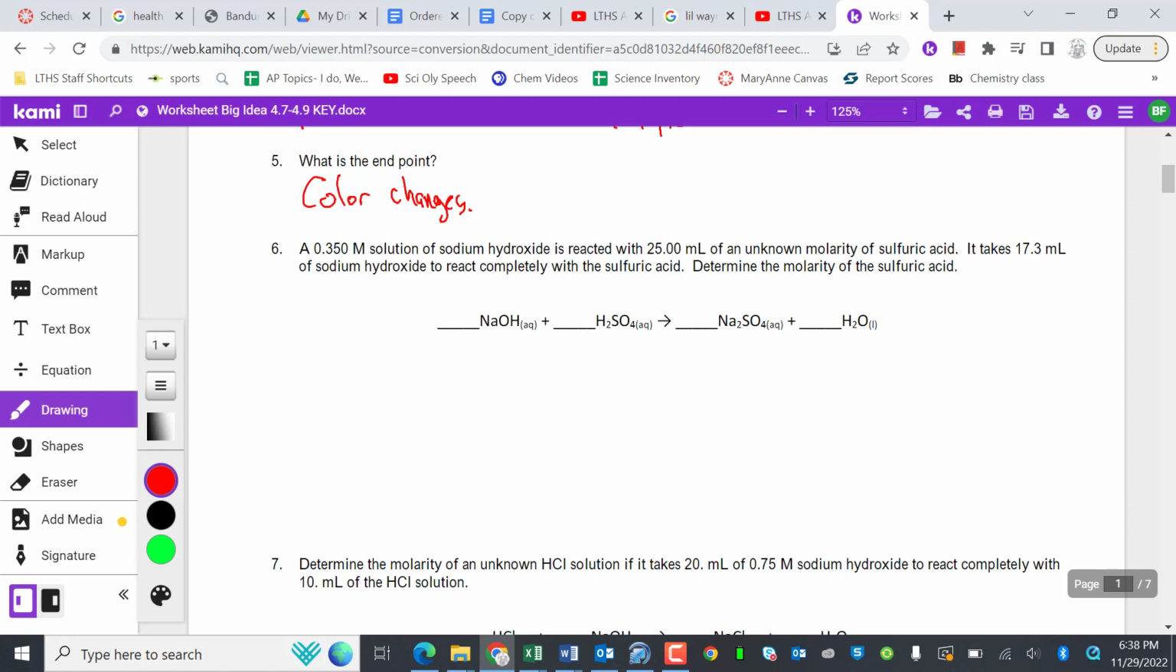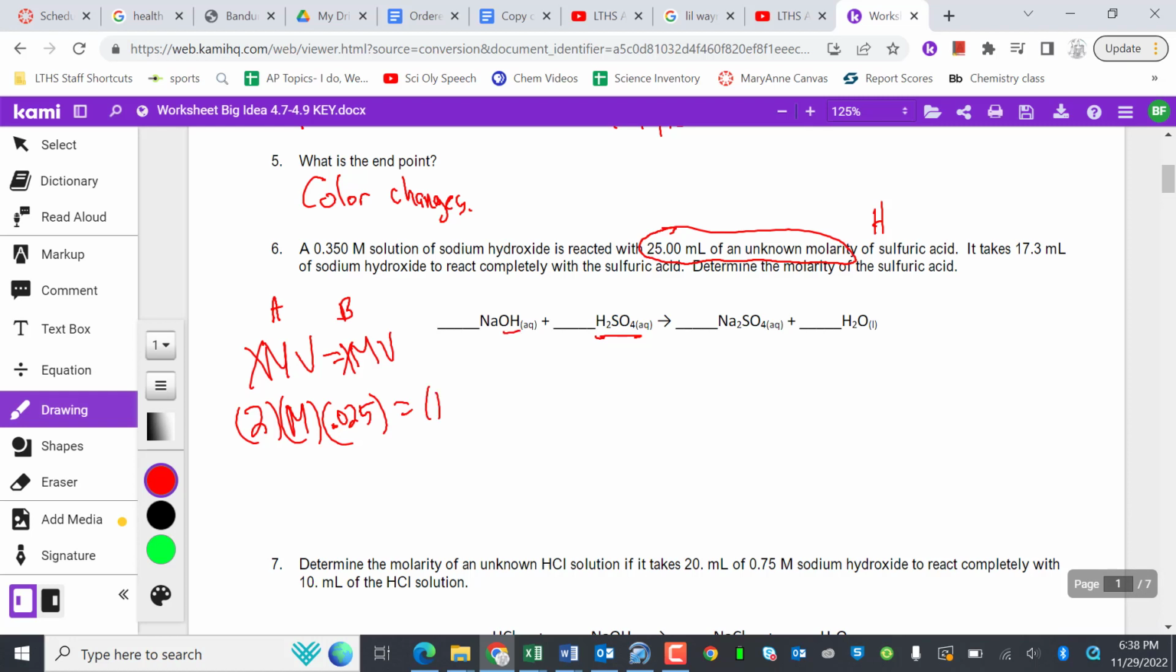Okay, good. A 0.35 molar solution of sodium hydroxide is reacted with 25 milliliters of unknown molarity of sulfuric acid. Sulfuric acid is H2SO4, so my X is 2. Determine the molarity of the sulfuric acid. XMV equals XMV. I always put my acid on my left and my base on the right. The number of H's in H2SO4 is 2. Molarity of sulfuric acid is what I'm solving for. I have 25 milliliters, 0.025 liters.